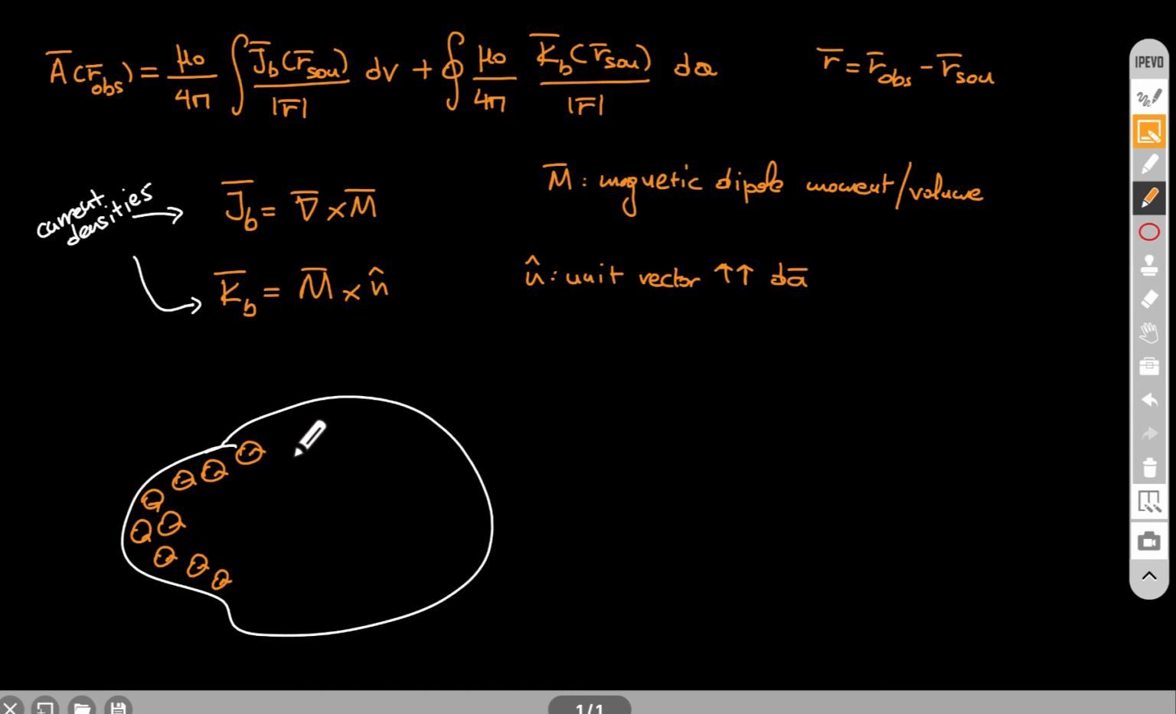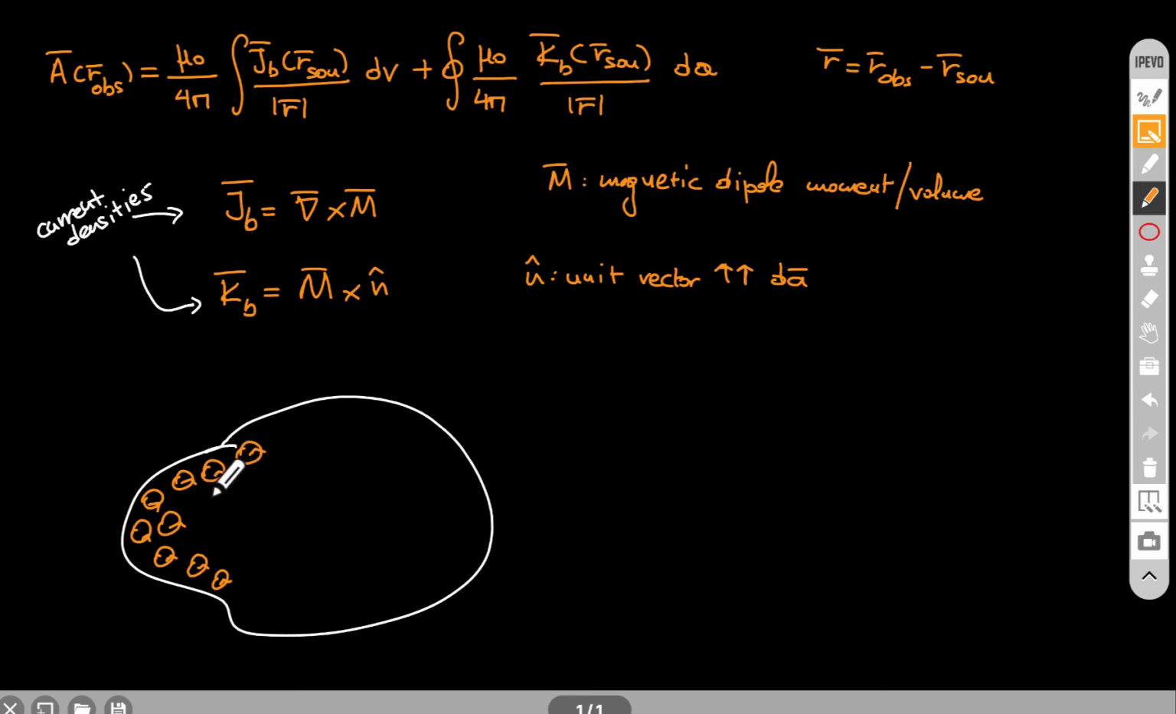Now remember the case with electricity, we do have electric monopoles. Those are what we call the charges. In magnetism, there are no magnetic monopoles. So the lowest term that you can start with in your expansion is the magnetic dipole. So that's why I'm using magnetic dipoles. These currents flowing in circular loops, each one of them corresponds to a single magnetic dipole.